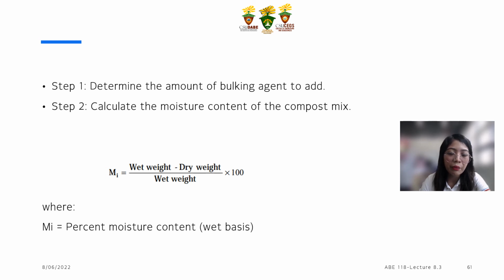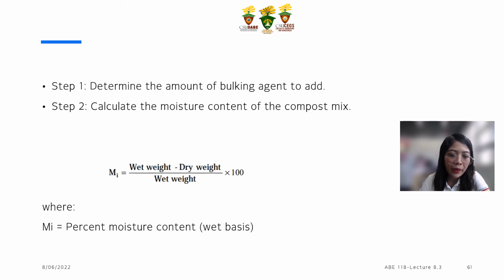So for step 2, calculate the moisture content of the compost mix after the need for and quantity of bulking agent have been determined. So the moisture content of the mixture of raw waste should be calculated.